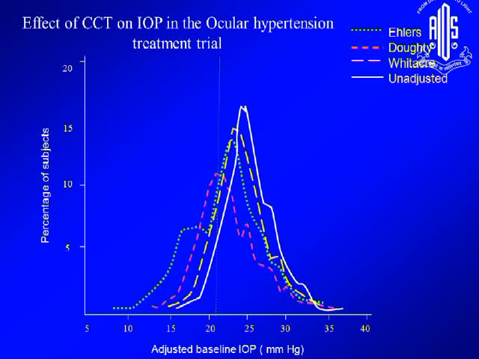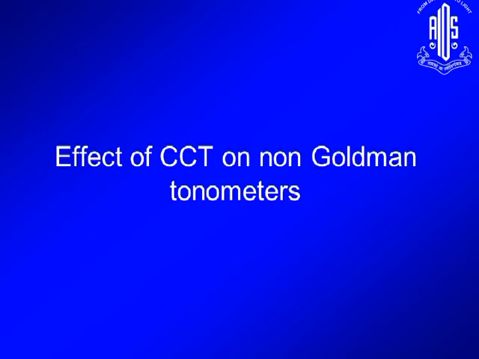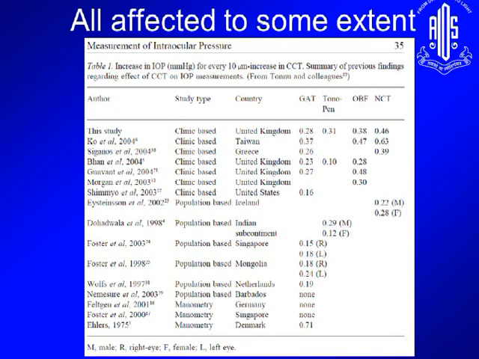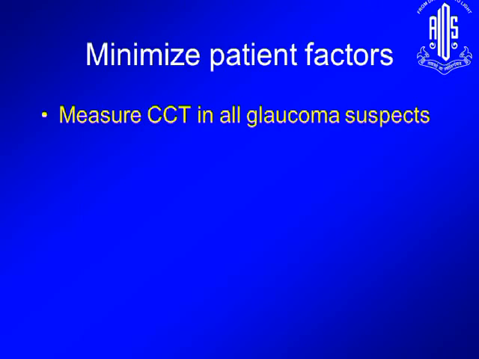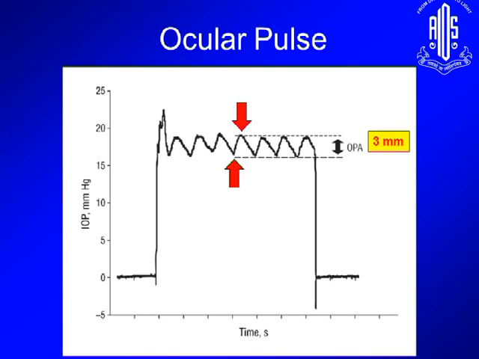You need to have an idea of the central corneal thickness to know how reliable your measures are. If you look at central corneal thickness on non-Goldmann applanation tonometers, all of them are affected to some extent or the other by central corneal thickness, with the possible exception of the DCT, which may be the least affected one. So how do you minimize this? You measure CCT in all glaucoma suspects and categorize that as high, medium, or normal.